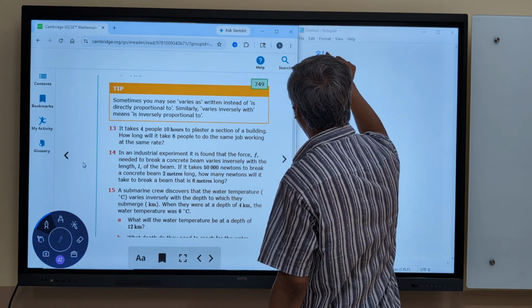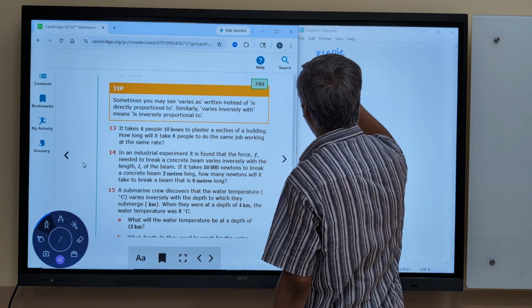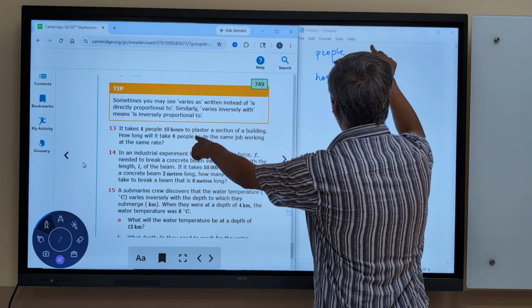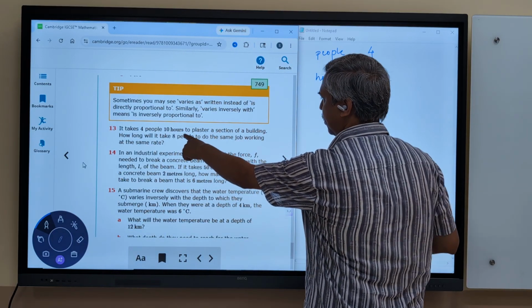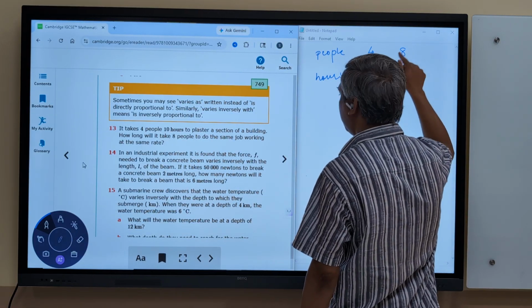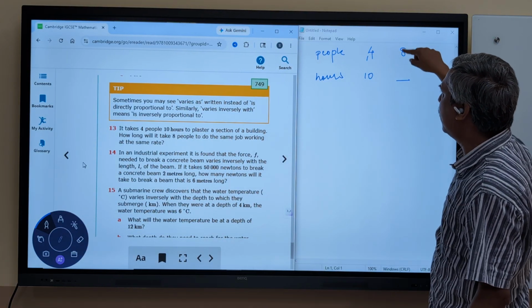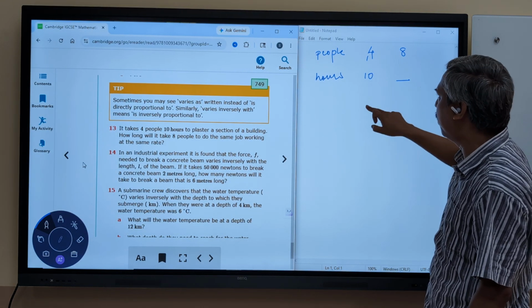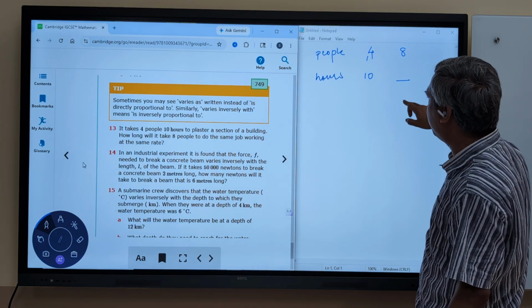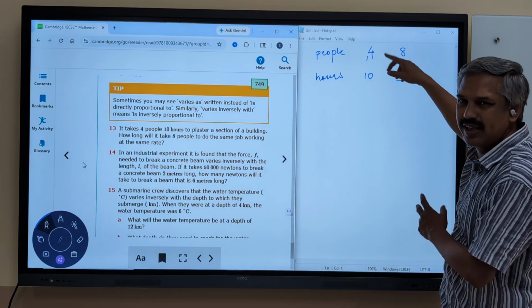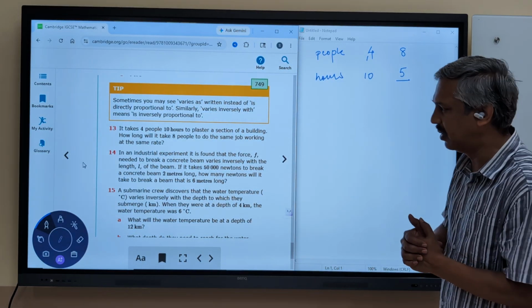So people and time in hours. 4 people, 10 hours. How long will it take 8 people to do the same? Because they are inversely proportional, their product must be constant. So 4 into 10 is 40. This 8 into something must be equal to 40. It should be 5 here. So you just have to assume this is X and say the product is constant, and you get the answer.